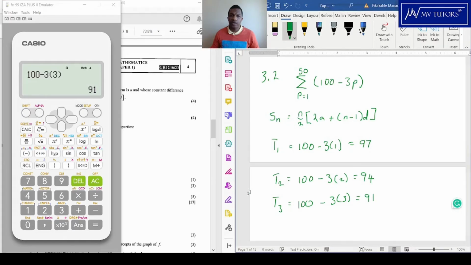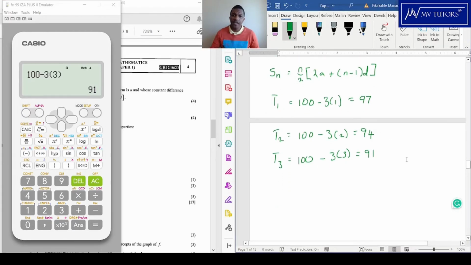91. Okay, so from this, what we need is the value of a, the value of d, and the value of n to calculate the sum. All right. So the value of a is 97. There it is. Solved it.